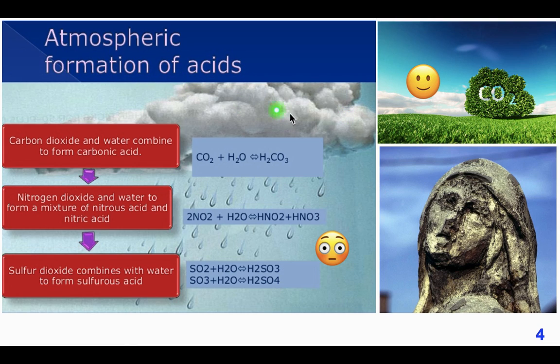Atmospheric formations of acids. You're not responsible for this. I just thought I'd show you the relationship. So this is carbon dioxide, and then we go down here, we start getting into problematic acidities. Nitrogen oxides, sulfur oxides. This is where things get problematic. So carbon dioxide, as far as the acidity in the environment, is a good thing. Beyond that, not so good.